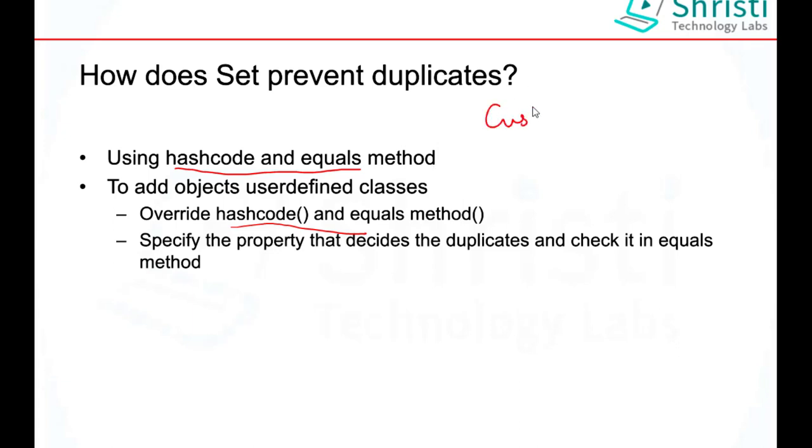Say for example, I have a customer class with name, customer ID and city. If I am trying to add customer objects to the set, how will I decide on the duplicates? If the name, ID and city are the same, then it is a duplicate customer object. So that criteria should be established in both the equals and hashCode methods. When you are overriding equals, it is always mandatory that you override hashCode also.